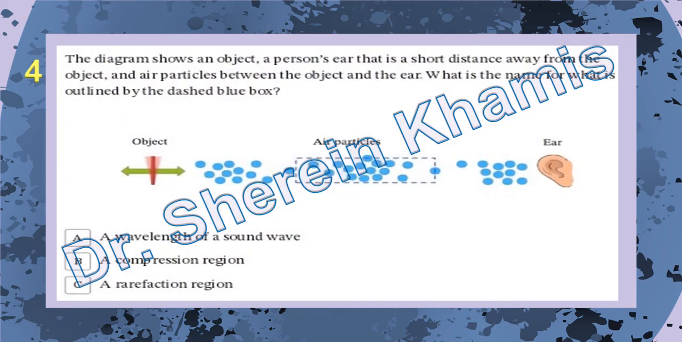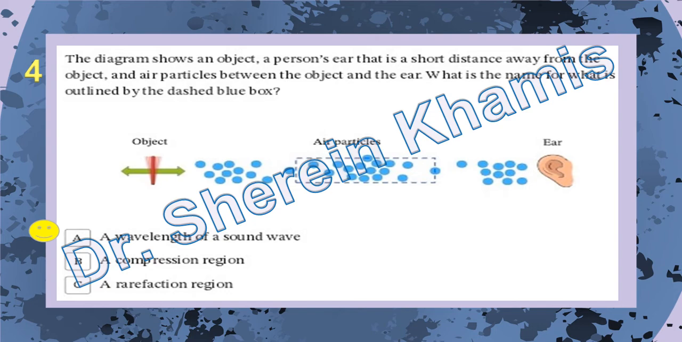Question 4 says that the diagram shows an object and a person's ear a short distance away from the object, and air particles between them. What is the name for what is outlined with the dashed blue box? We have the distance from one rarefaction to the other rarefaction, center to center. So we have a wavelength of a sound wave also.